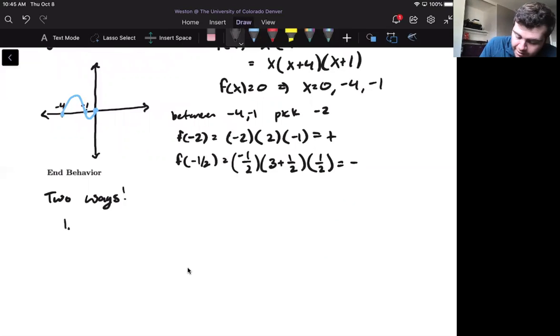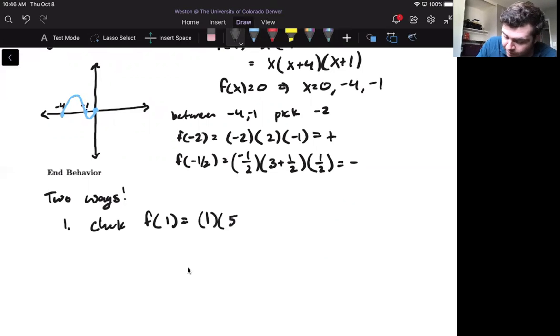So the first way is check f of, we're going to pick a number bigger than all of the roots. So let's say f of 1. And that's going to tell us that f of 1 is 1 times 5 times 2, which is positive, and check a number that's smaller than all the roots.